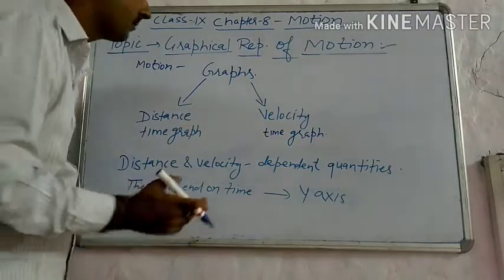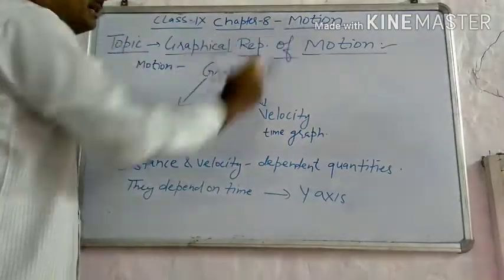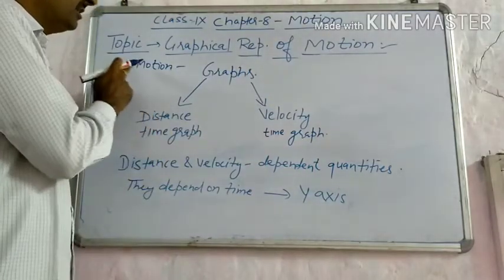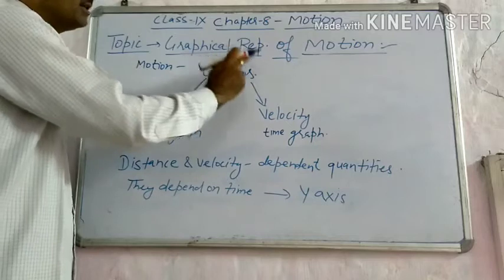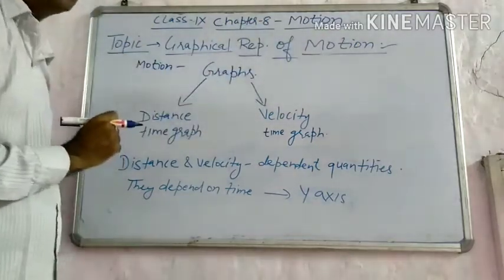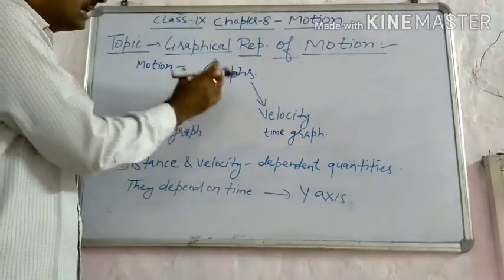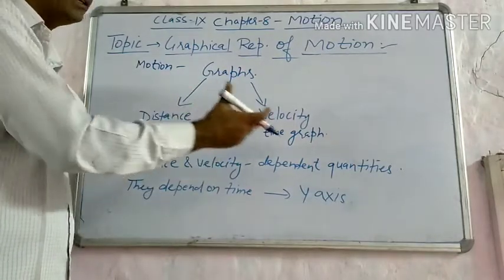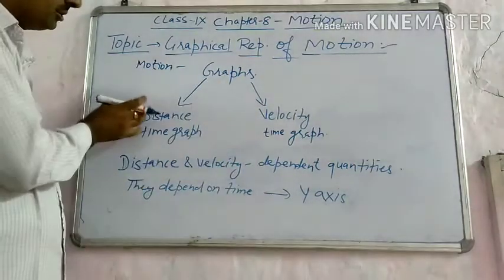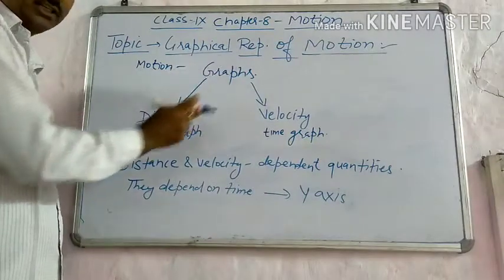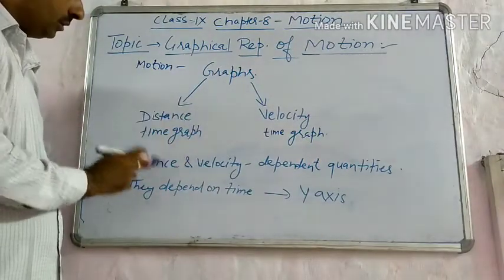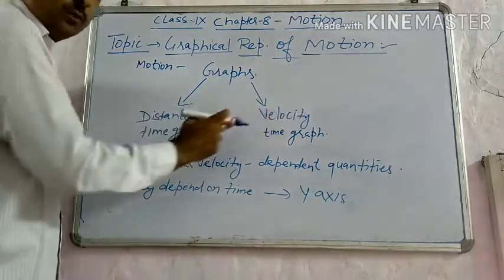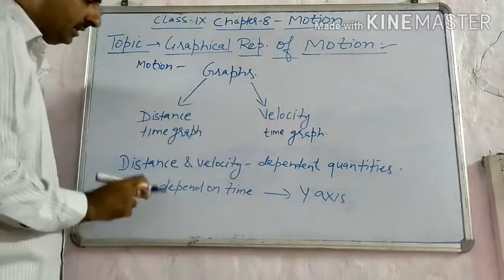Good morning students. We are doing our chapter number 8, that is motion. Today we will discuss the topic graphical representation of motion. Beta, what are graphs? Graphs are the pictorial representation of any data. So here in motion we will be using two types of graph. One is distance time graph and another is velocity time graph.